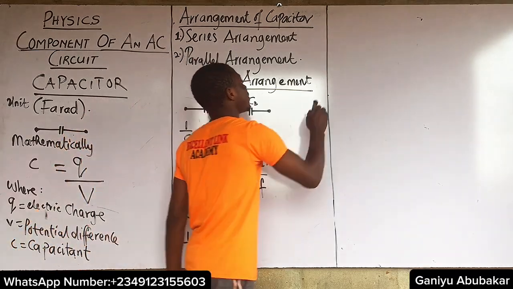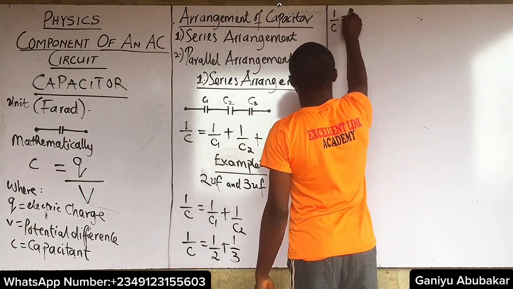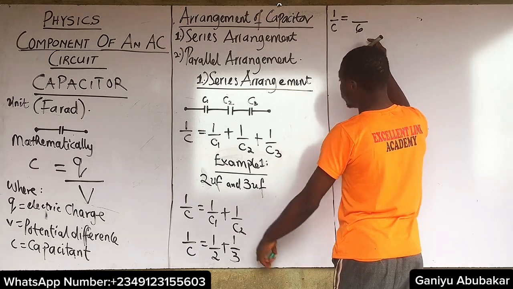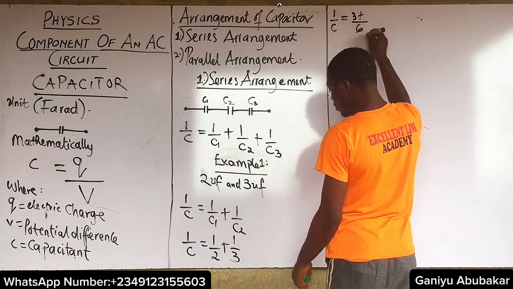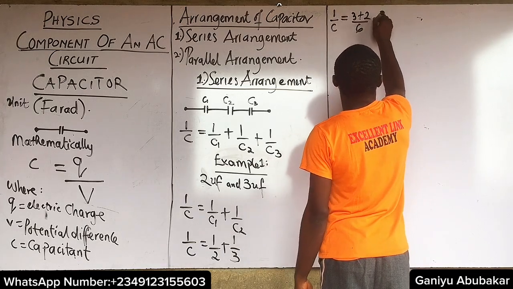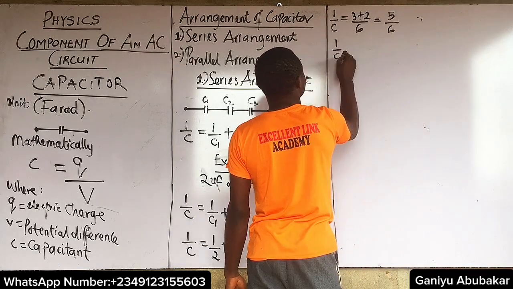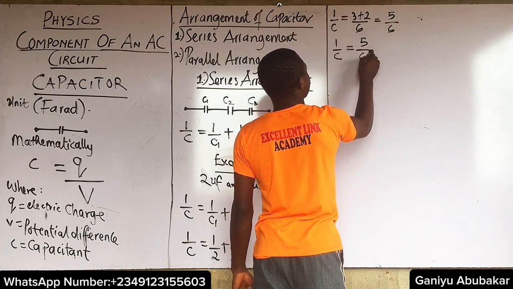From here, I will have that 1 over C is equal to the LCM, which is 6. 6 in 2 is 3, plus 6 in 3 is 2. So I have 5 over 6. So I'm saying that 1 over C is equal to 5 over 6.